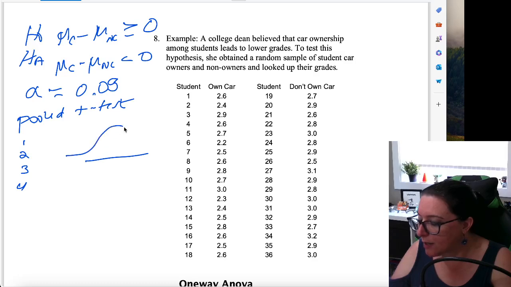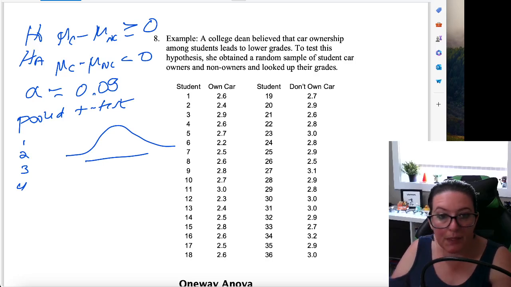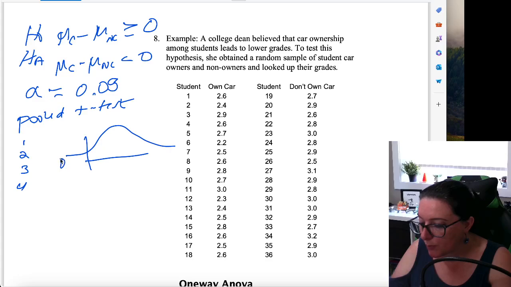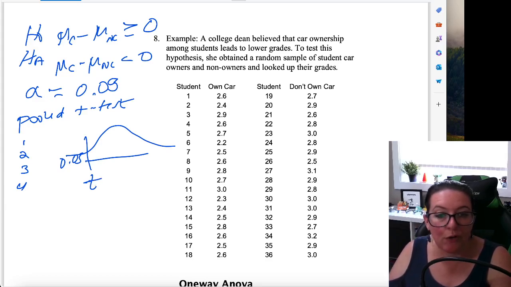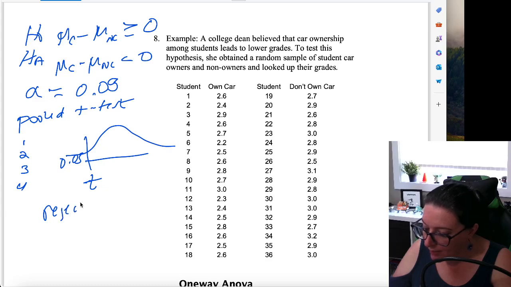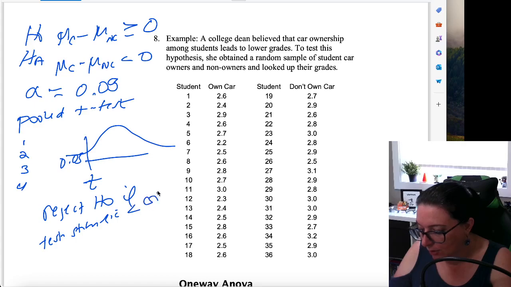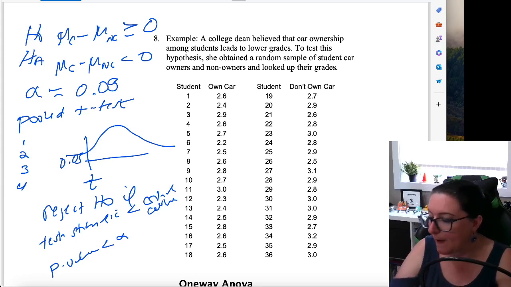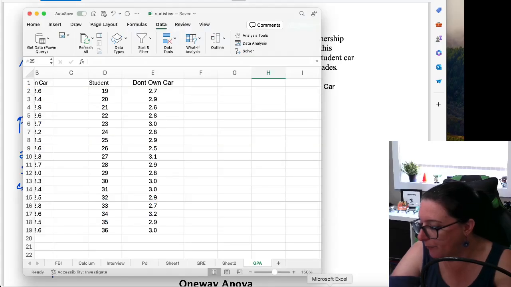Then we're going to create our decision rule here. In this case, we are looking at that car minus don't own a car is going to be less than 0. So we have a left-tailed test. We're putting all the 0.05 into the left. We have our critical value here, and we are going to then reject the null hypothesis if our test statistic is less than the critical value or our p-value is less than alpha. Okay. All right, so let's go back to our Excel.